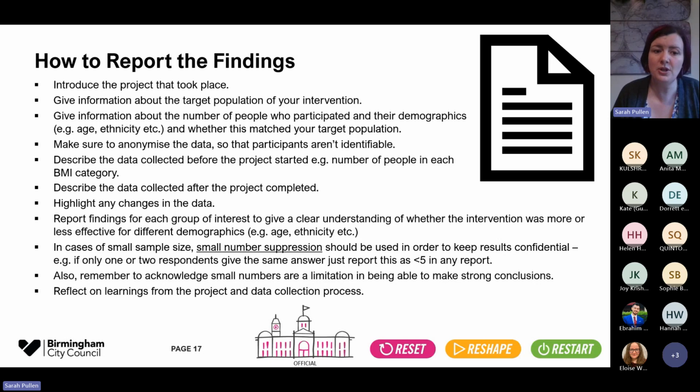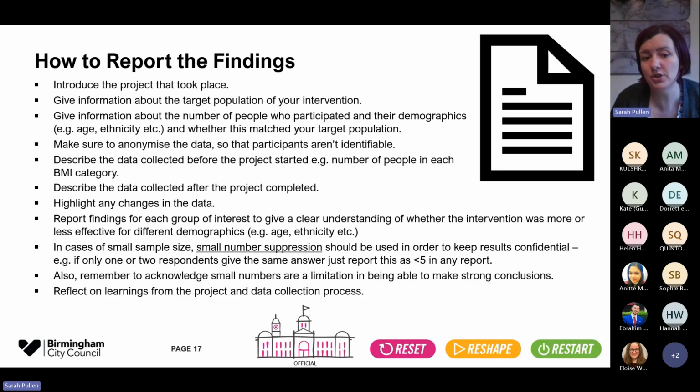It's important to note that in the case of small sample sizes, we must use a small number suppression approach. This basically means that if there's a small enough number, we need to make sure it stays confidential. So if there's only 1 or 2 respondents who gave an answer, just report it as less than 5 in the reports. So rather than saying one person said this or 2 people said this, which could end up being identifiable, you can just say less than 5 had this outcome. And this means that you're not going to be reporting identifiable information about particular people.